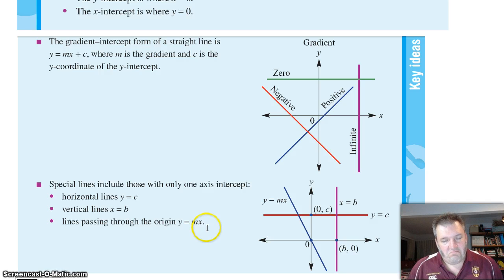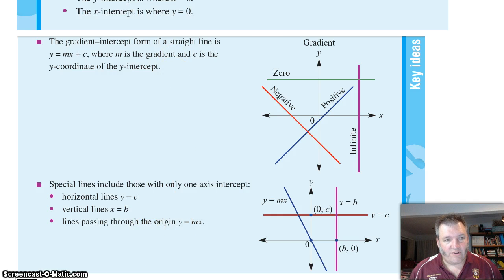And finally, I'm not sure why they're stressing this, but if you've just got y equals mx, there's no c. That implies c equals 0. Where would a y-intercept of 0 be? Oh yeah, at the origin. So it's not particularly surprising that for those sort of lines that pass through the origin, the equation's y equals mx.